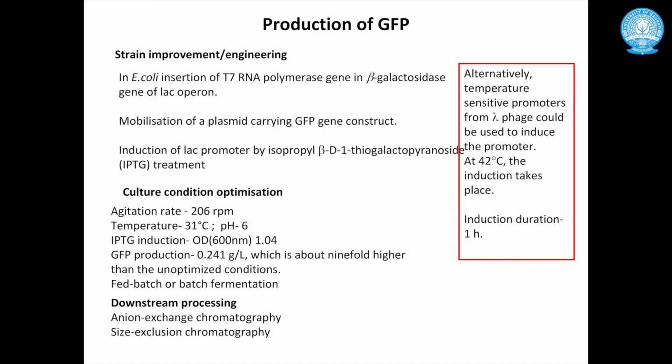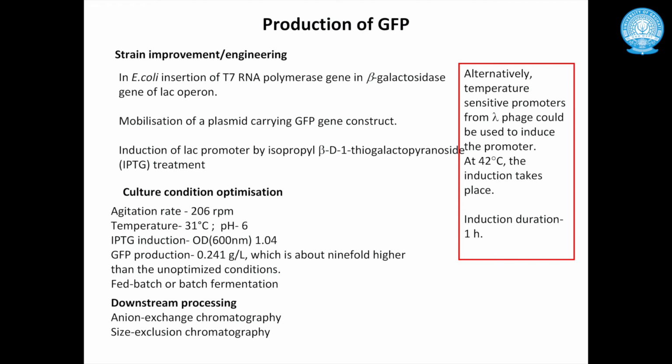Now in the process engineering part, agitation rate is 206 rpm, temperature requirement is 31 degrees Celsius, pH requirement is 6. Then IPTG induction is done when the optical density of the culture is 1.04. GFP production is done at the rate of 0.241 grams per liter, which is about 9-fold higher than the unoptimized conditions. And the whole cultivation process is done in batch or fed batch. For downstream processing of proteins, there is anion exchange chromatography and size exclusion chromatography.